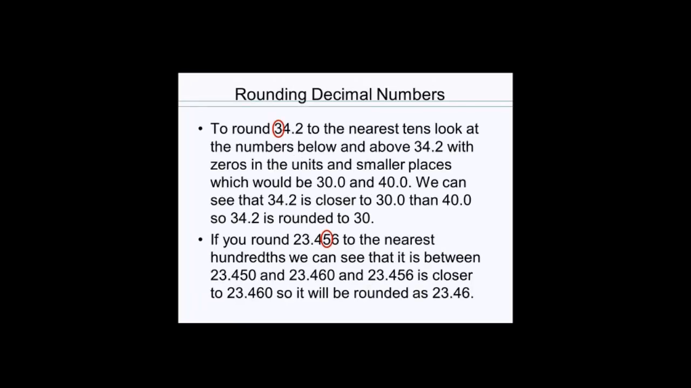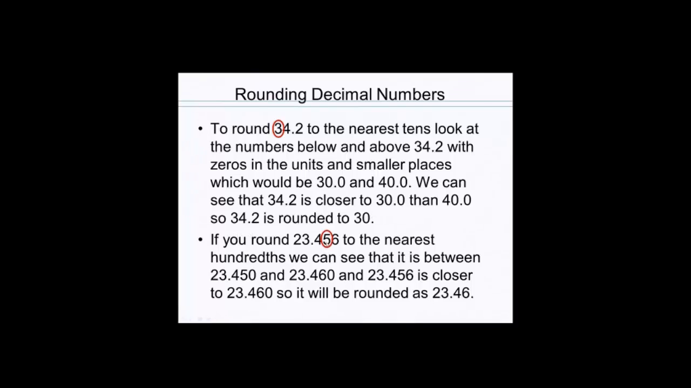All right, rounding decimal numbers. To round a decimal number, say, to the nearest tens: if you look at this number, this is the tens place, and to round it to the nearest tens place, look at the numbers below. So for example, 34.2, with zeros in the units place, so 30 and 40. To round, we always look at which number it is closest to. So 34.2 is closer to 30 than to 40, and so you would round 34.2 to 30.